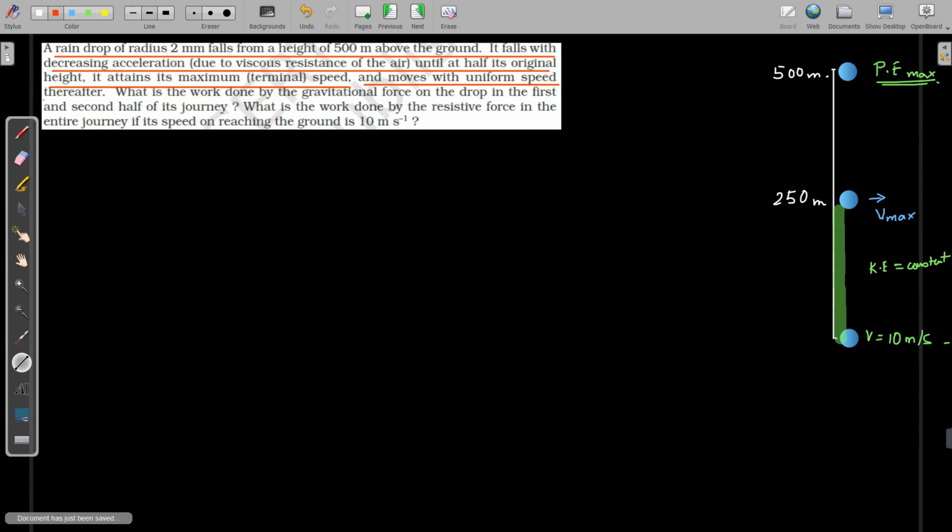So this portion, it is moving with uniform speed as I have shaded. What is the work done by the gravitational force on the drop in the first and the second half of the journey? That we'll understand. And second, what is the work done by the resistive force in the entire journey?